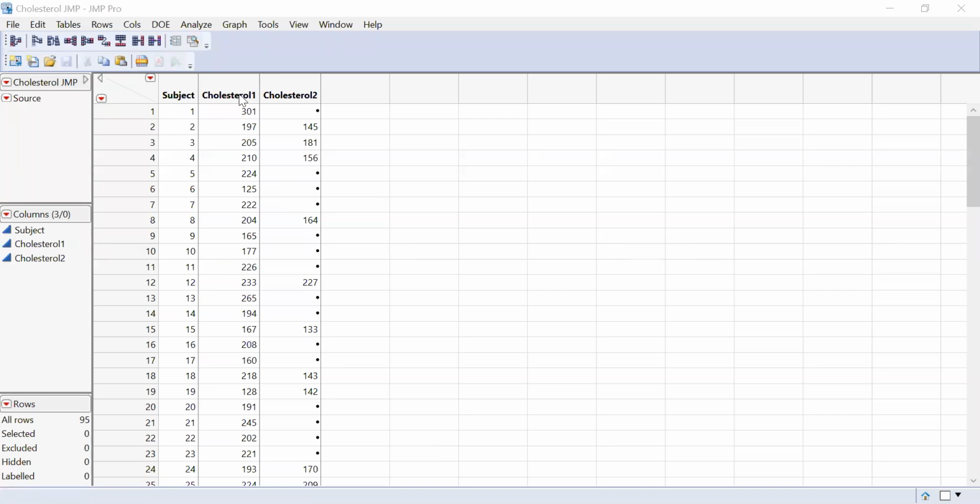So just remember that when you're doing a dependent t-test, we're looking at the data by level of student or level of person. And so cholesterol level 1 is matched with cholesterol level 2. And it looks like this person has missing data for the second go around, which is common in collecting data.